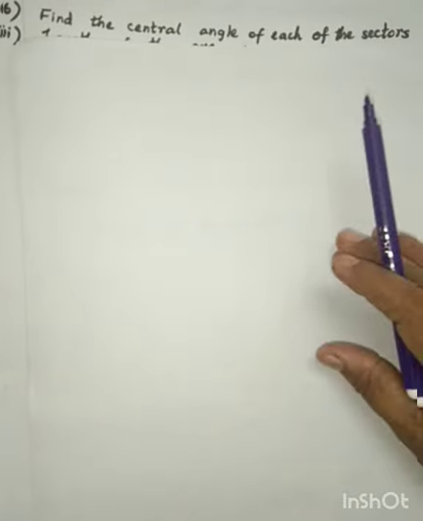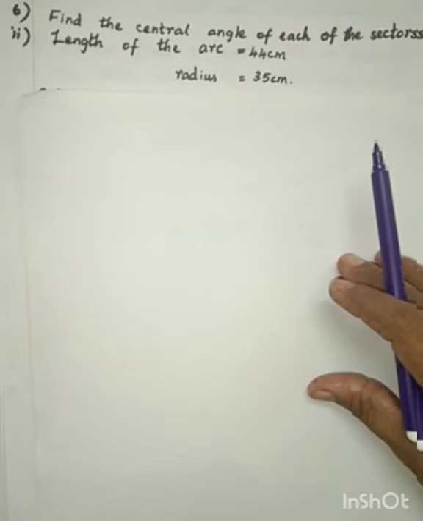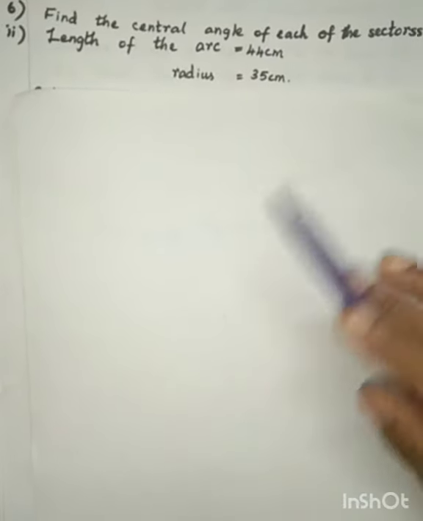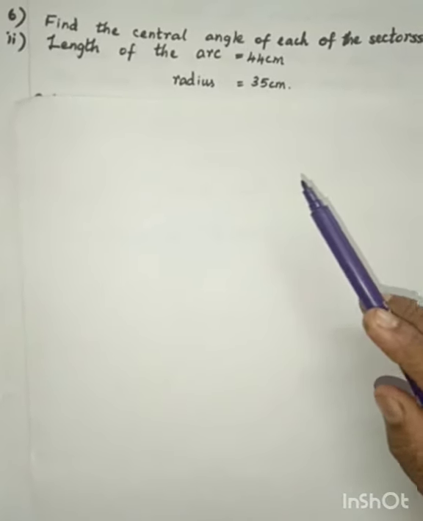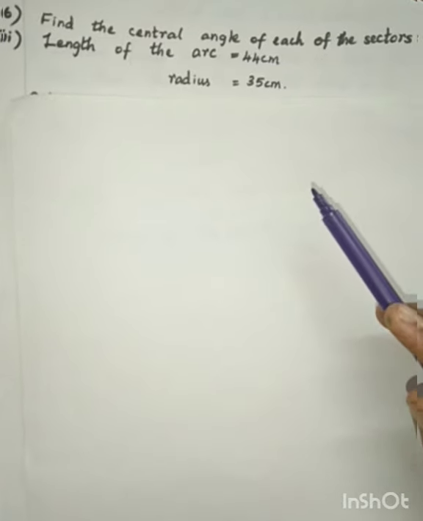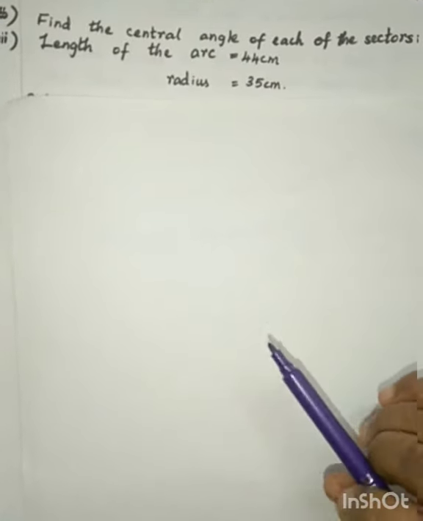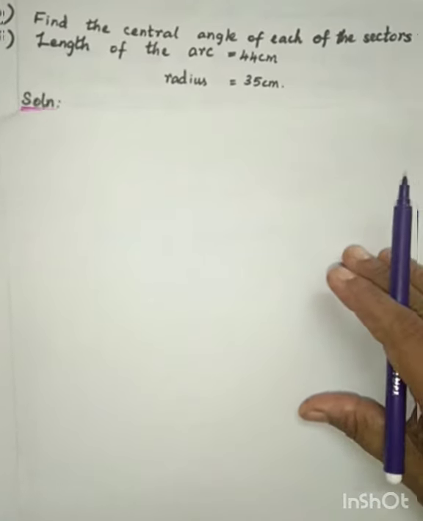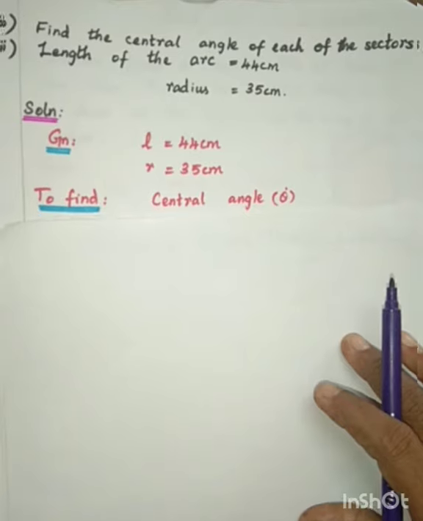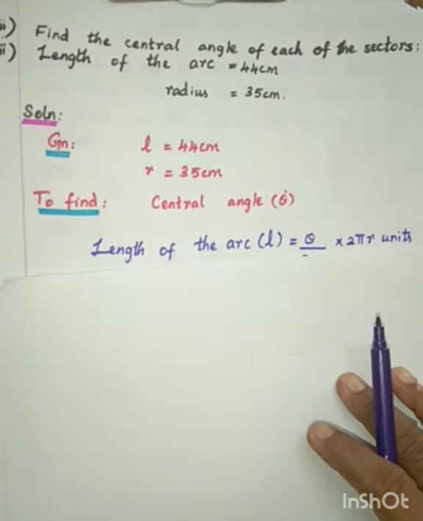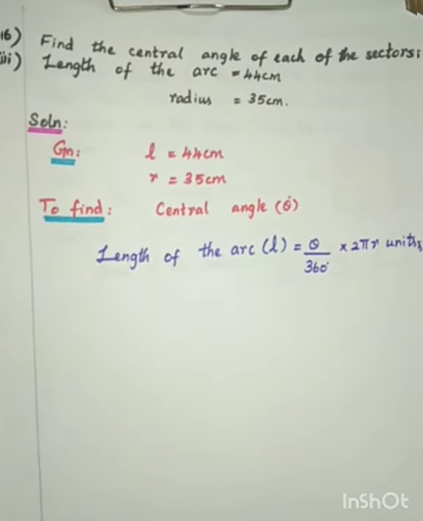Sixth problem, second subdivision. Find the central angle of each of the sectors. Here the given values are length of the arc is 44 cm and radius is 35 cm. In the previous problem they gave area 462 and radius, so we applied the area of the sector formula. Here length of the arc is given, so we are going to apply the length of the arc formula. L and R are given. Given L is 44 cm and radius is 35 cm, to find central angle theta. Length of the arc L equal to theta by 360 degree into 2 pi r units.